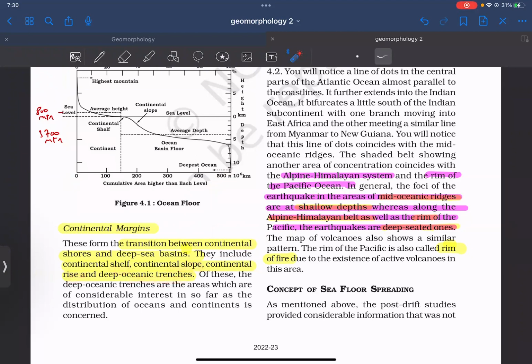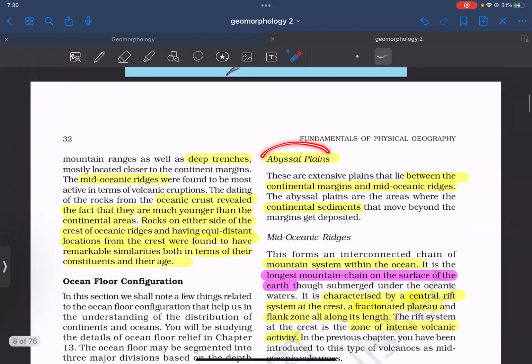Keep this in mind: continental margins include all this, even trenches also. Then abyssal plains, these are between continental margins and mid-oceanic ridges. These are the areas in between. So it looks like this.